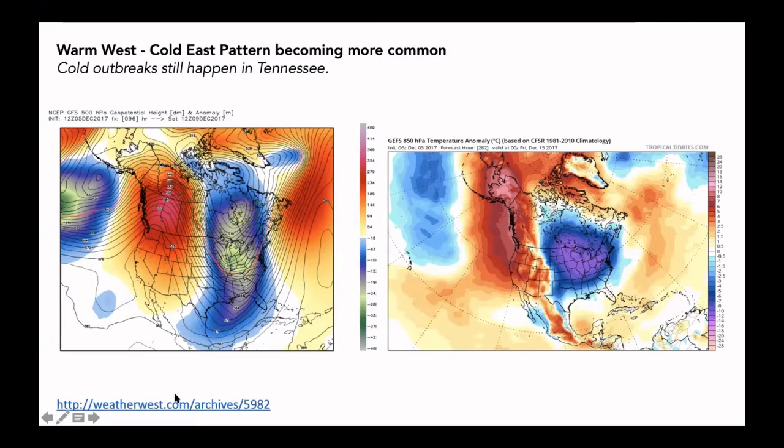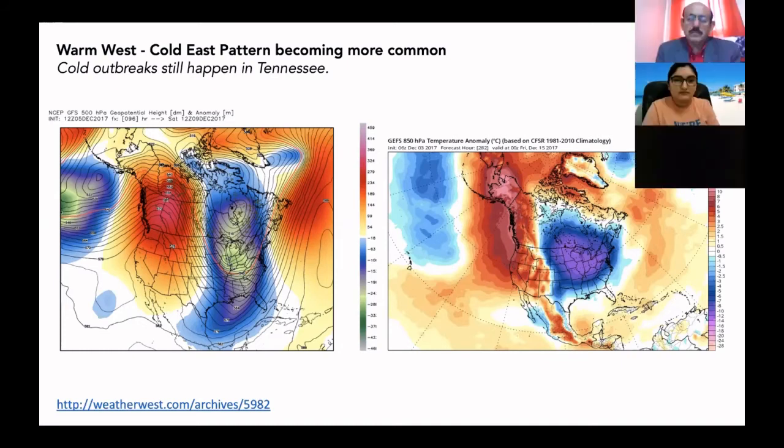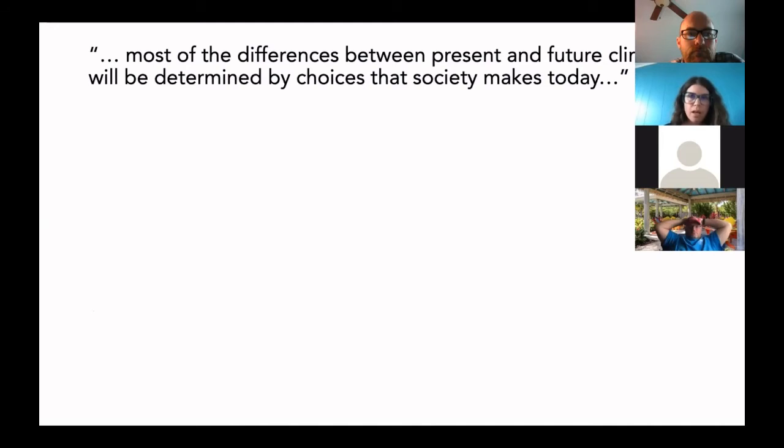I encourage you to take a look at this Weather West blog and follow this guy on Twitter, because he has a lot of great information about climate and wildfire and things in the West that also pertain to us when you think about broad continent scale patterns. Okay, most of the differences between present and future climates will be determined by choices that society makes today.